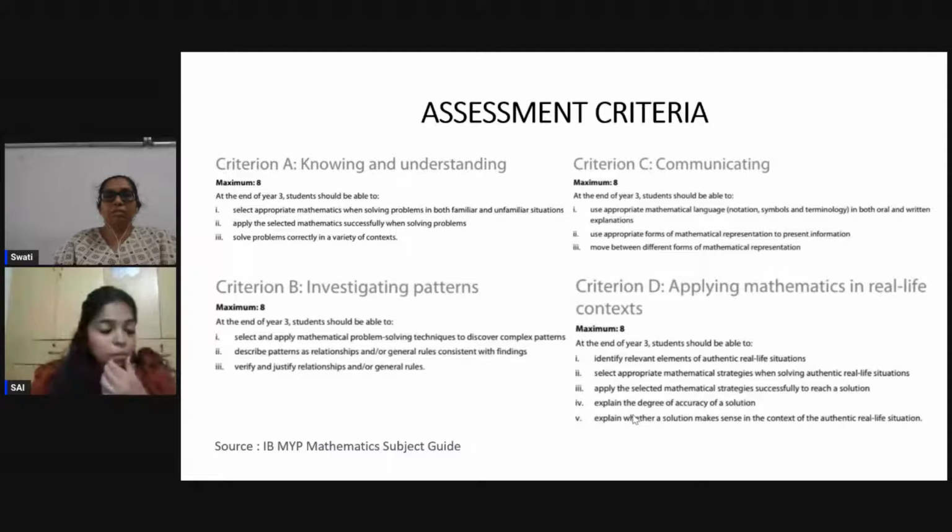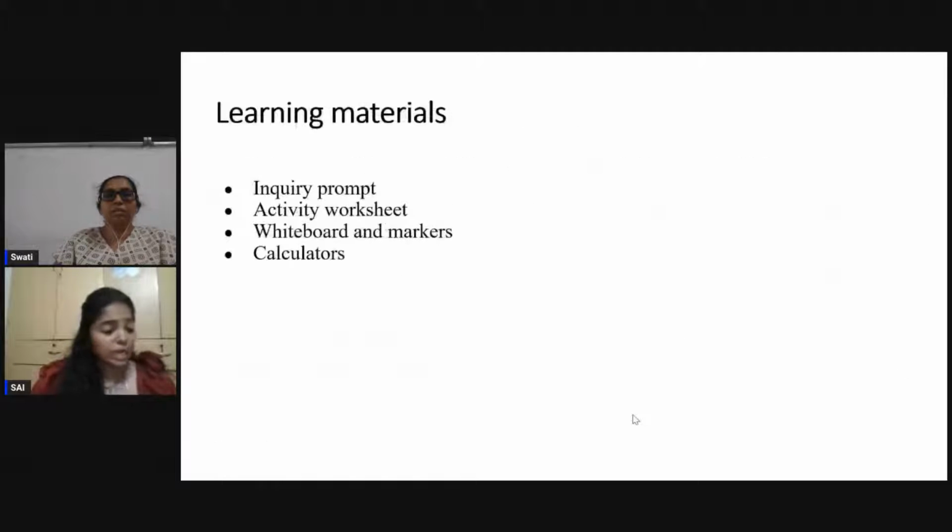Moving on to the learning engagement itself, we start off with a few materials required for the inquiry: an inquiry prompt, a worksheet, of course, a whiteboard, a few markers, and calculators. This is in case we need certain learners to get help from the calculator. And introducing the inquiry to the learners, we begin the lesson by showing a visual prompt.